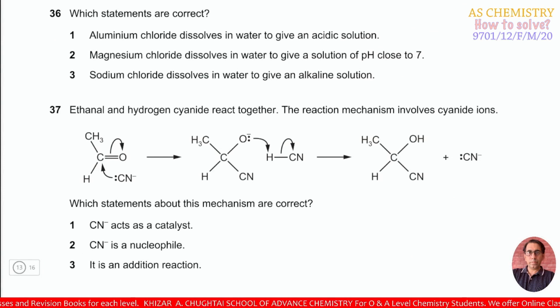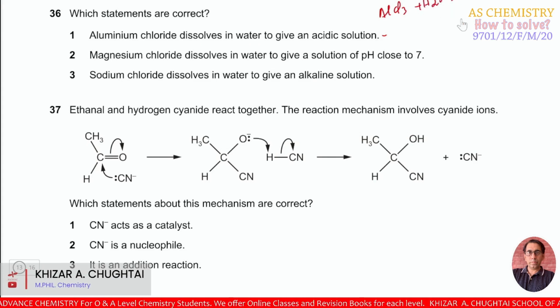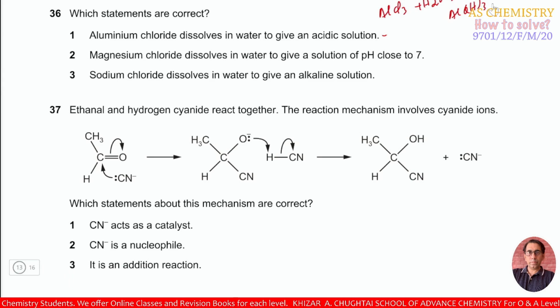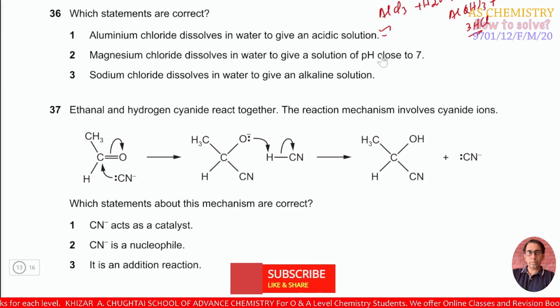Question number 36. Which statements are correct? Aluminium chloride dissolved in water gives an acidic solution. Yes, it is correct. When AlCl3 reacts with H2O, there is the formation of aluminium hydroxide and HCl. Al(OH)3, generally speaking, and there is the formation of HCl. You can say 3 moles of HCl, yes, it is true. So the first one is the correct option.